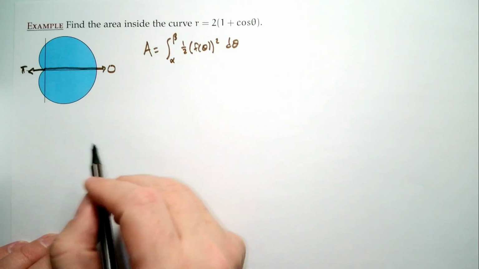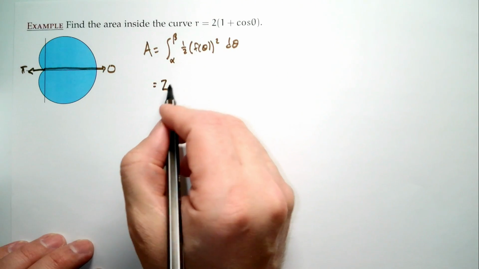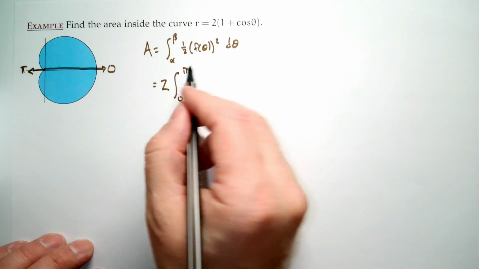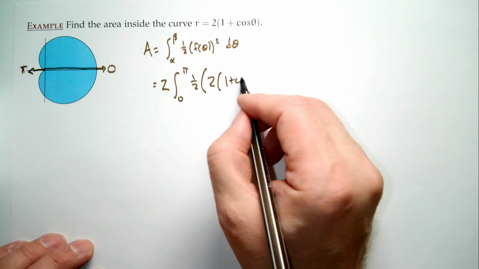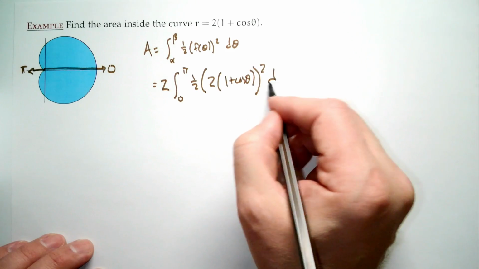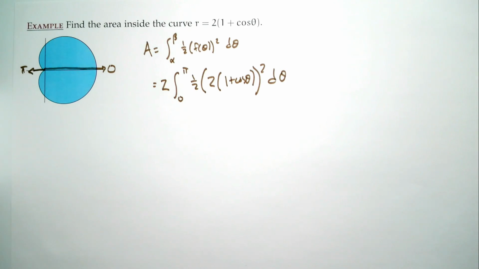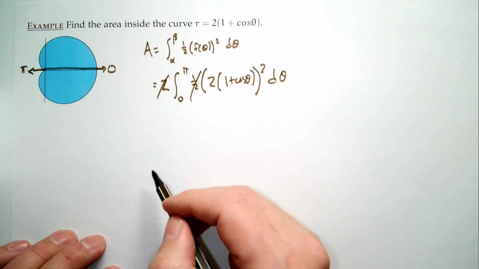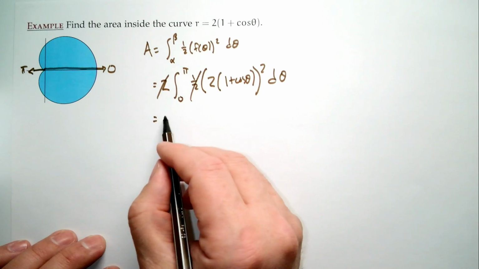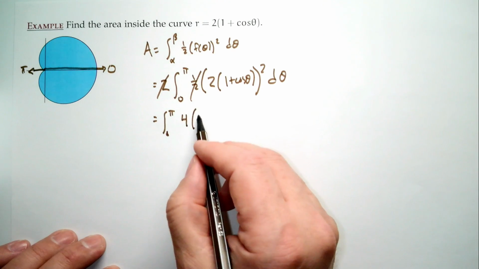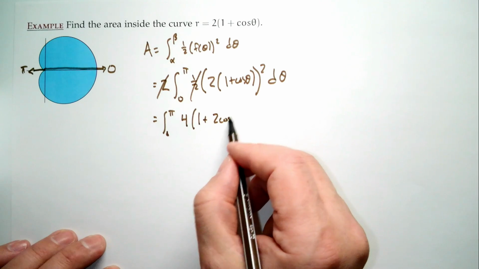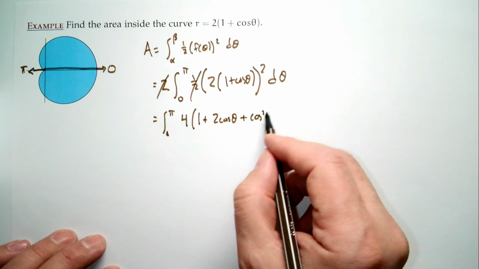Okay, so pi, by the way, is out here. This is pi. So we're going to have 2 times the integral from 0 to pi of 1/2 times 2 times 1 plus cosine theta squared d theta. In fact, we've now done, in some sense, the hard part. We set it up. Well, what can we do? The 2 and the half cancel, so that's nice. We should square this. So this is the integral from 0 to pi of 4, and if we multiply that out, that's 1 plus 2 cosine theta plus cosine squared theta.